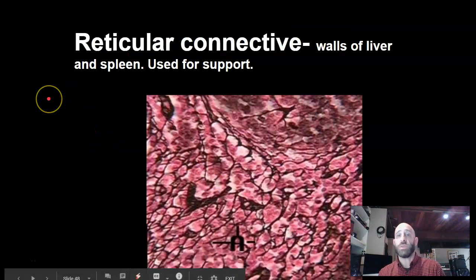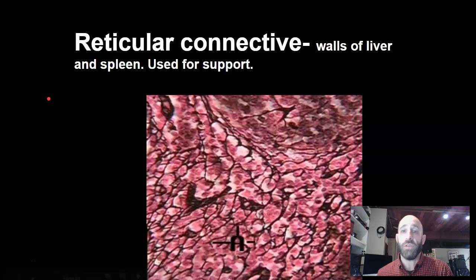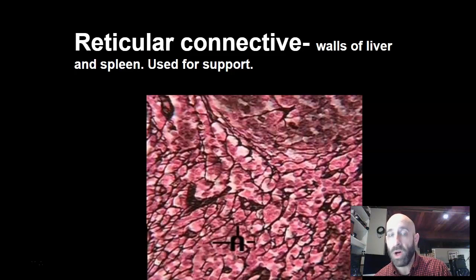The last type of tissue is reticular connective, and we already talked about this. Reticular connective is going to be made up of fibroblasts, so that's the type of cell. It's going to be what makes up your organs' structure. So it makes up the walls of the liver and the spleen. It's a mesh-like collagen network. So the type of matrix would be mostly fine mesh-like collagen. It is used for support and to give structure to your organs. It's made up of a fine collagen network of mesh, and it's made up of fibroblasts.